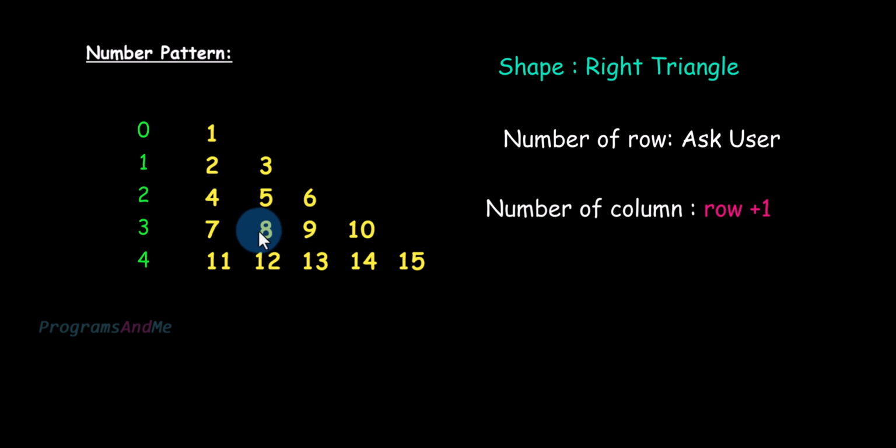So to print numbers, I'll take a variable and initialize it to 1, the first number of this pattern. Then to get these numbers, I'll add 1 to the previous value. Okay, so this is about the pattern. Next, let's write the program.